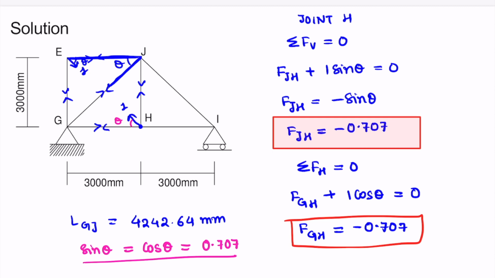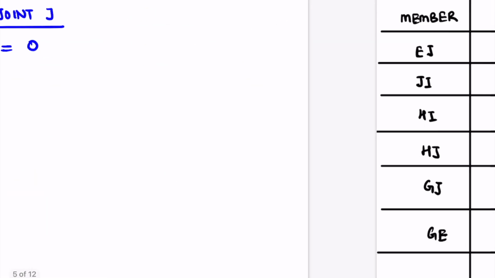Therefore FGJ plus FGJ sine theta plus FJH is equal to 0, because we are taking summation of force in vertical direction as 0. Therefore FGJ, that is this member, sine component of this member, plus FJH equal to 0.